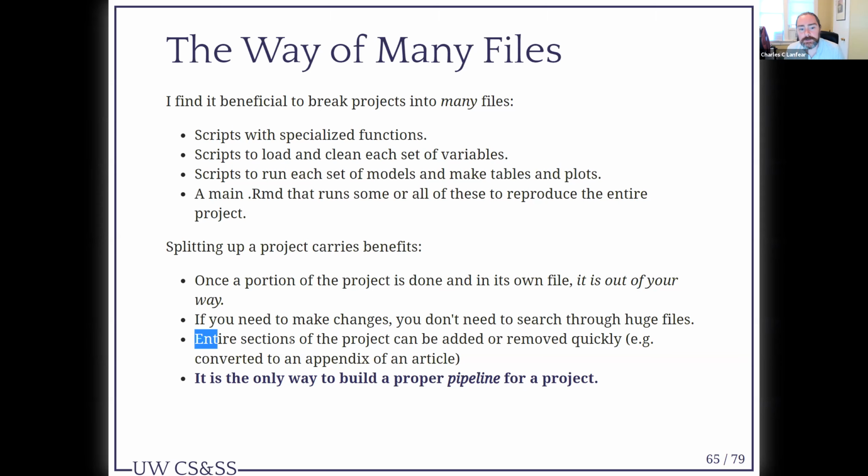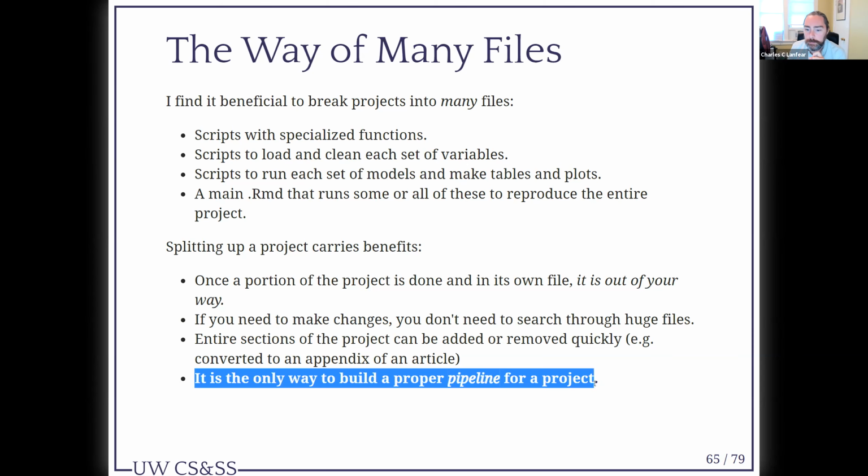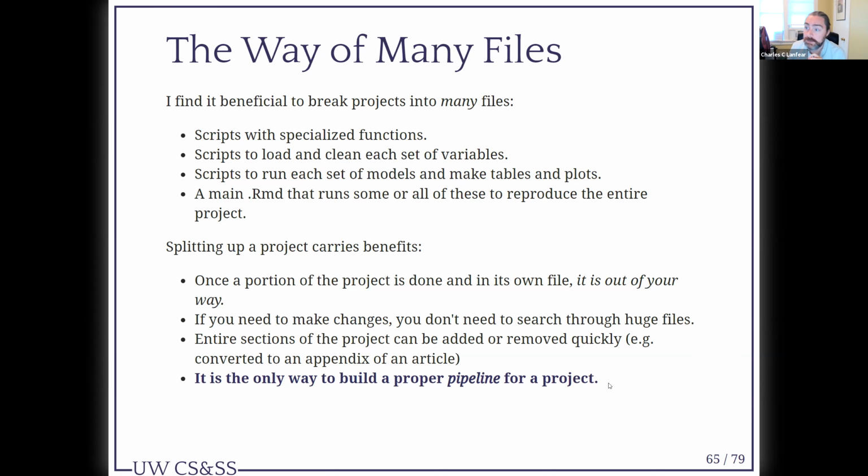This also means entire sections of your project can be added or removed quickly. You might be able to convert them to an appendix or something just by moving those modules around in your document. And importantly, a big one as you move further on into reproducibility, many files is the only way to build a proper pipeline for a project like an adult software developer.